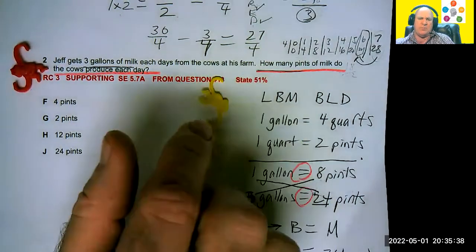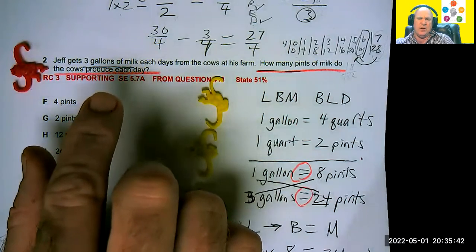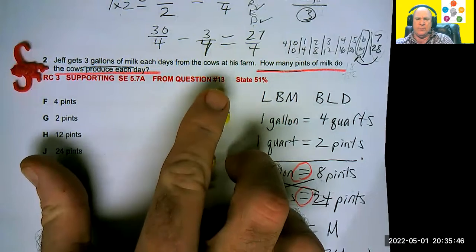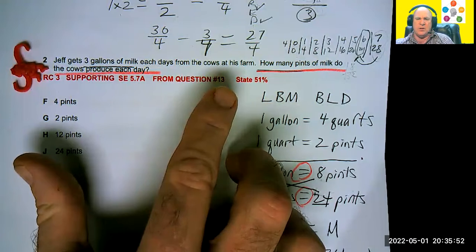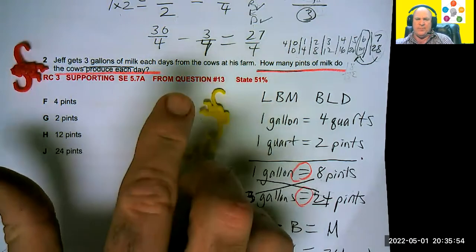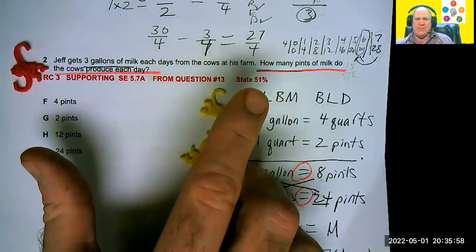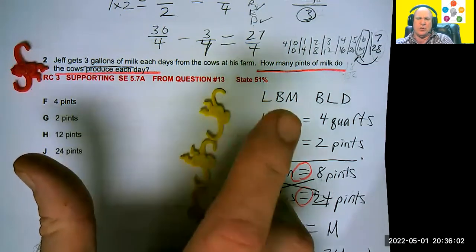The reason I'm showing it to you is because it was a supporting standard on the question that was like it last year on the 2021 fifth grade test, which means they're supposed to learn conversions in fourth grade, but only 51%, almost exactly half of the students, knew how to get the question correct.